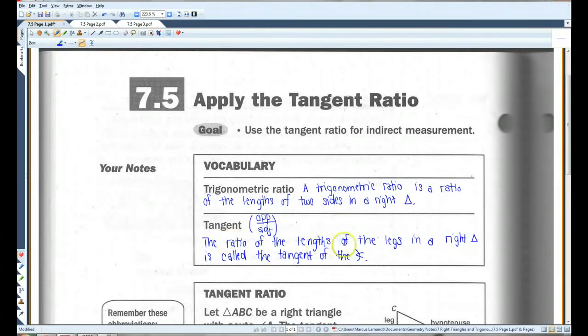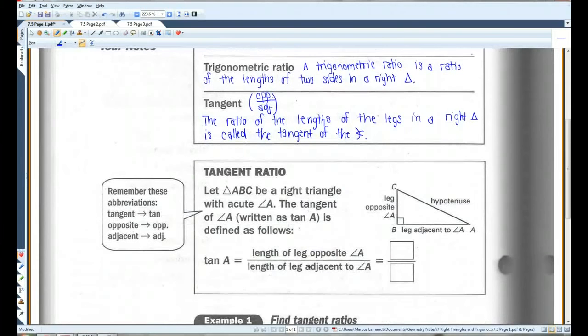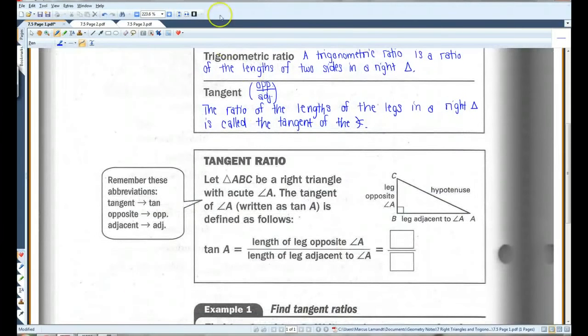The ratio of the lengths of the legs in a right triangle is called the tangent of the angle. I'm going to more commonly call this opposite over adjacent, as you'll see. We'll do some examples and it'll make more sense then. But this is the definition.